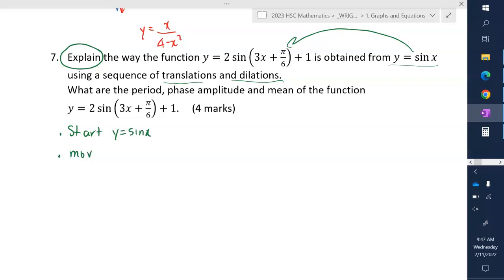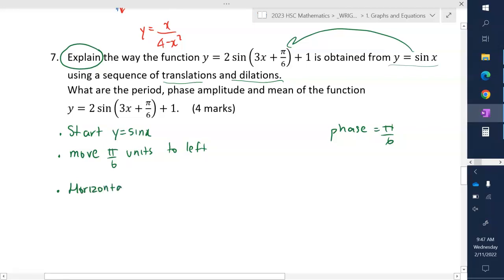So I want to see these things. I want to see that we move pi on 6 units to the left. I want to see you write that. That's the phase. A lot of you wrote that. That's great too. You need to have both of them. Phase is pi on 6, okay? These things tell me the same thing, but I need to know that you know what the phase is as well, and that's what that question wants you to find out. Now, we're going to look at a horizontal dilation. Now, this is going to really see if we know what we're talking about. A horizontal dilation of 1/3.